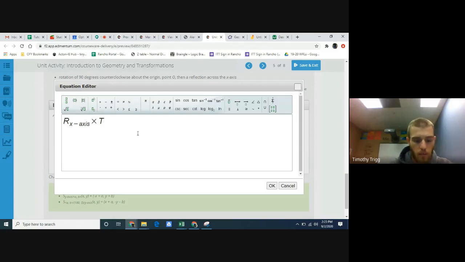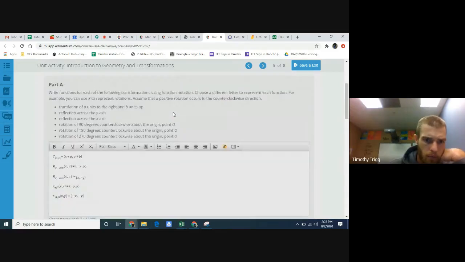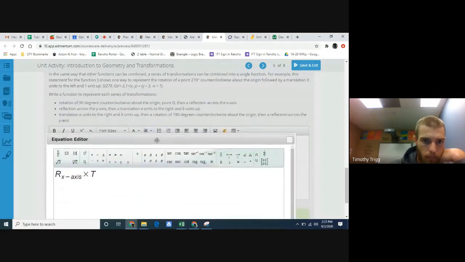Let's not put anything there. Translate a units up and b units to the right. Or a units to the right, b units up. Is that what it was? A units to the right, b units up. Okay. So what is that?